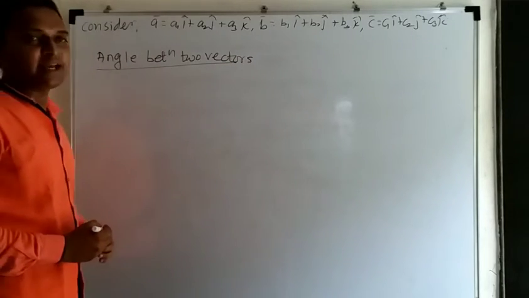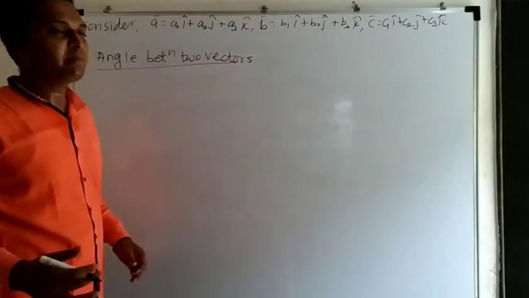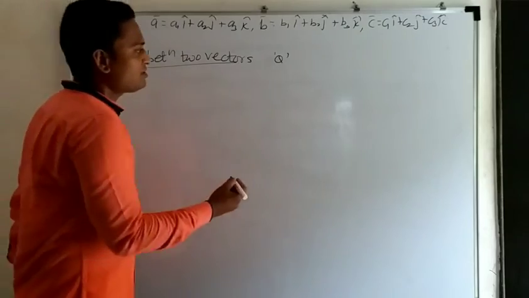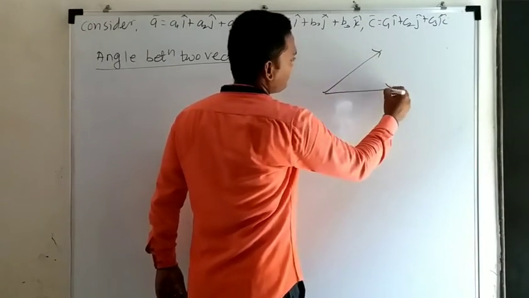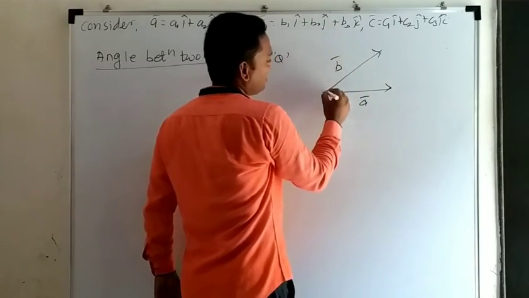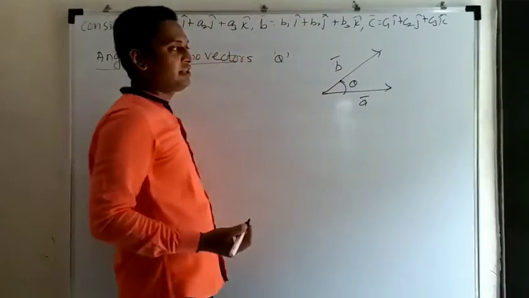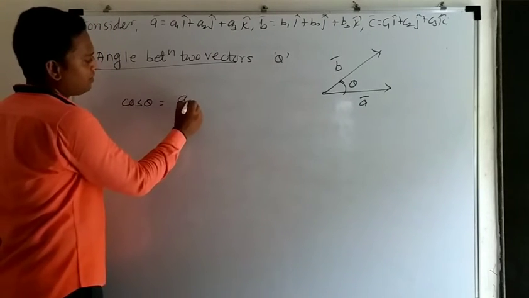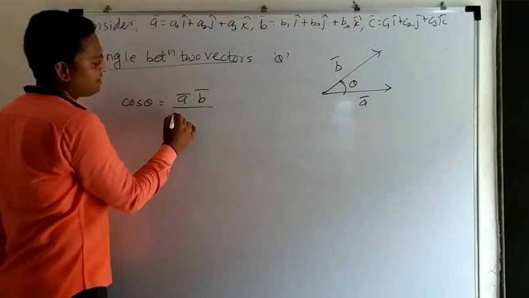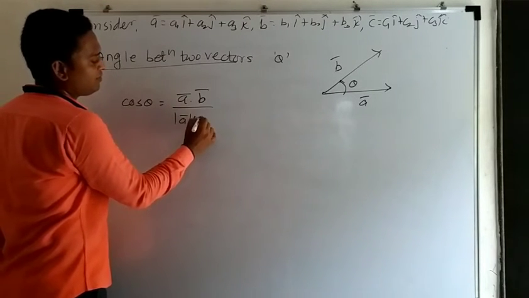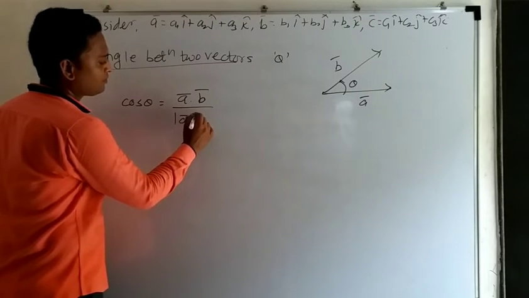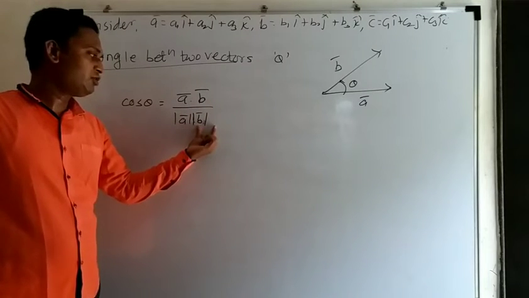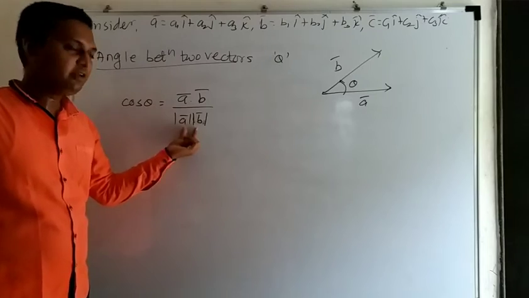So how can one calculate the angle between two vectors? Suppose we consider A bar and B bar as two vectors. If theta is the angle between two vectors, suppose this is A bar, this is B bar, and this is the angle between the two, theta. Okay, then the formula to calculate the angle is cos theta equal to A bar dot B bar divided by magnitude of A bar into magnitude of B bar. A bar dot B bar is a dot product, magnitude of A bar into magnitude of B bar. This is dot product, this is normal product, okay, normal multiplication.